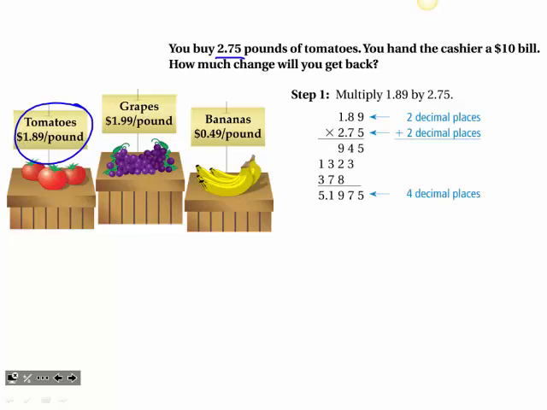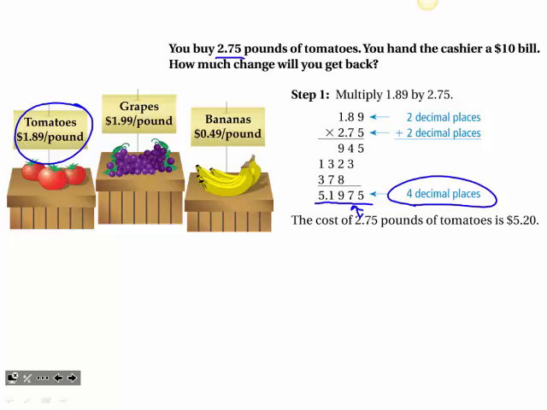When you multiply it out and you get 4 decimal places and count them over, you realize that you get 5.1975, but that doesn't look like money. We don't have this many decimal places when we have money. So we're going to round it to $5.20, okay? $5.20, but we gave them a $10 bill.